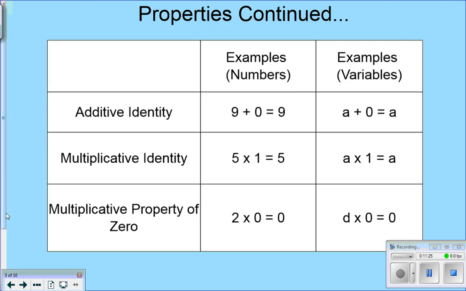So, there's a few other properties that you need to know today, and these are really, really simple properties. Additive identity, multiplicative identity, and zero property. I don't think we're going to use much of these today, but it's good for you to know about them because I'm afraid they're going to show up somewhere.